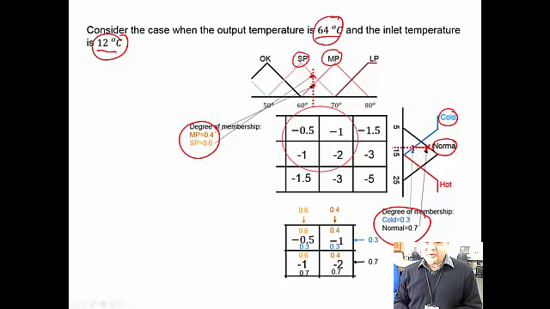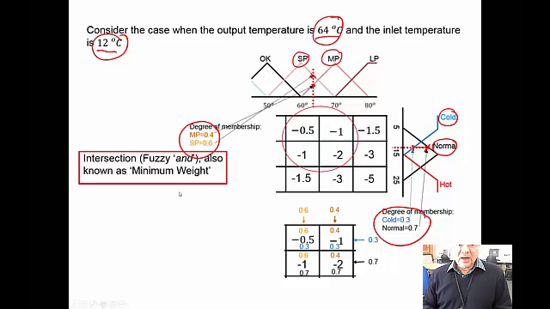So now in each square, I have two values, a membership percentage of the output and the membership percentage of the inlet temperature. And there is only one action. How can I combine these to get one action? There are many methods. The method we are going to illustrate here is the intersection fuzzy AND, also known as the minimum weight. What is the minimum weight? You look at each square, see which value is the smallest, and you take it.